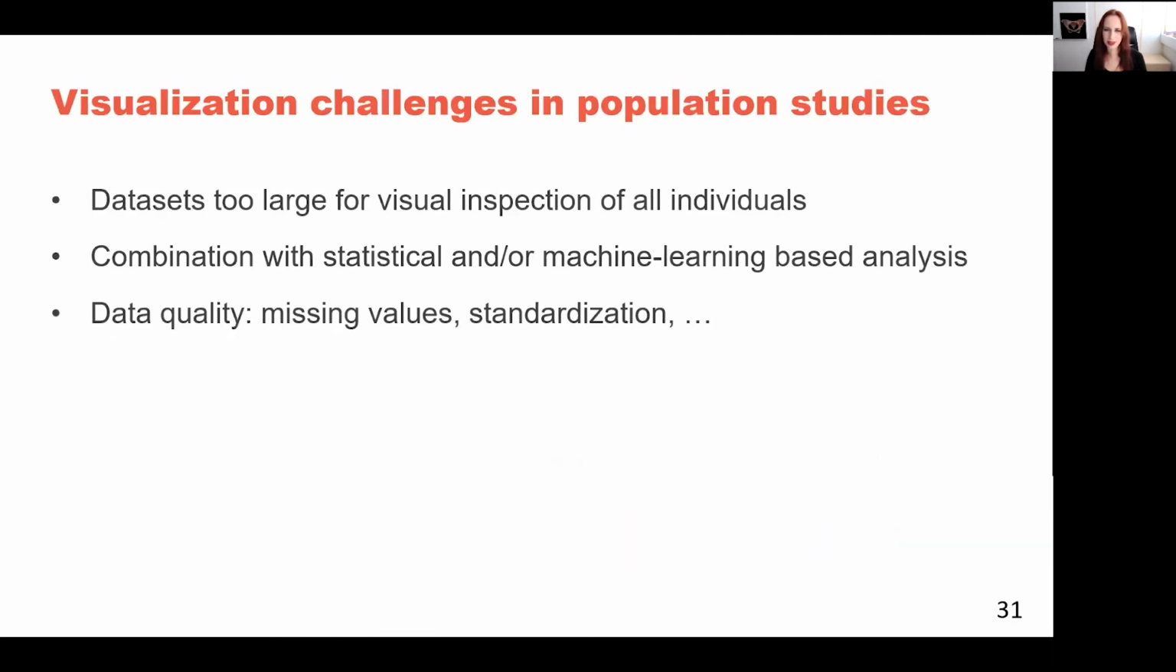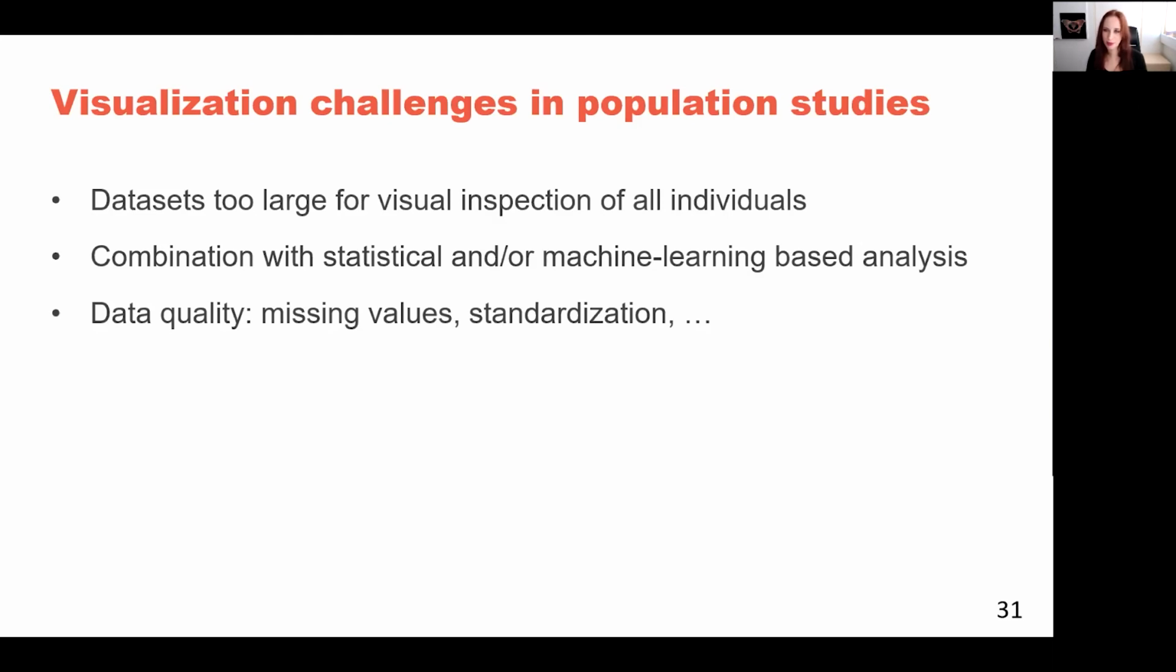What is the challenge when you're visualizing data from population studies is the data sets become really too large for visual inspection of all the individuals, right? It doesn't make sense to go for 1,500 individuals and looking at their scans and their blood values individually. You need to look at them as a whole. And for this, it is always a good idea to combine with statistical and machine learning based analysis. And then again, you need to think again, like what is the best to do automatically and what should I now do manually?